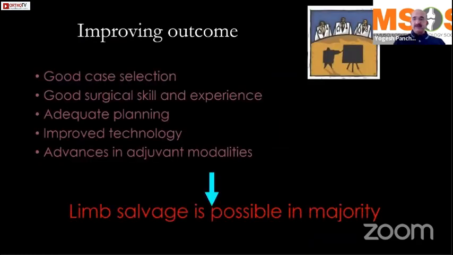One has to remember that if we select the cases well, if we have good surgical skill and experience, if we plan well, make use of the improved technology, and make use of the advances in adjuvant modalities, limb salvage is still possible in the majority of our osteosarcomas, though they are extracompartmental.